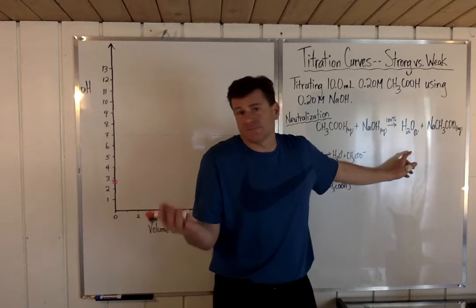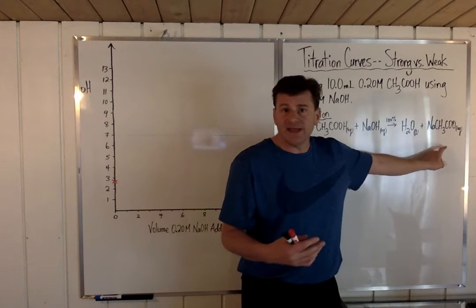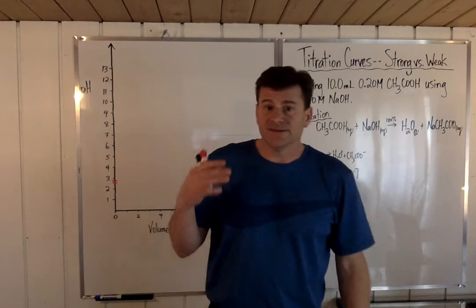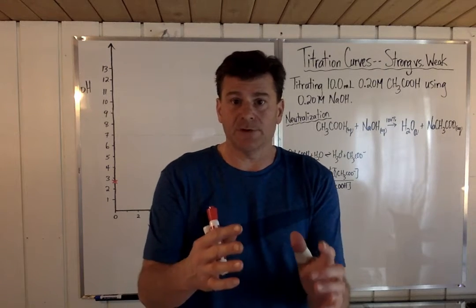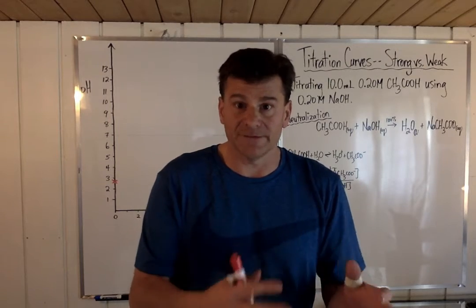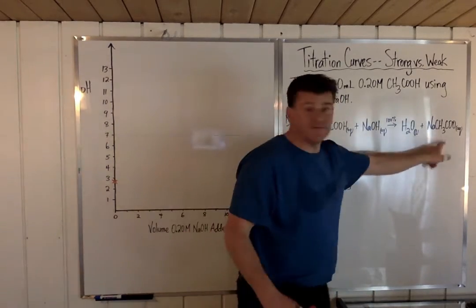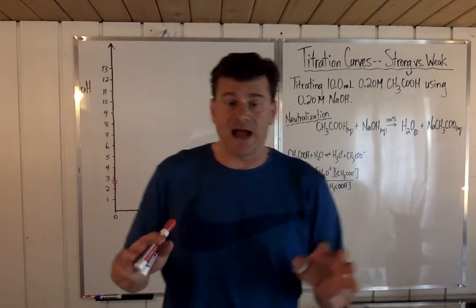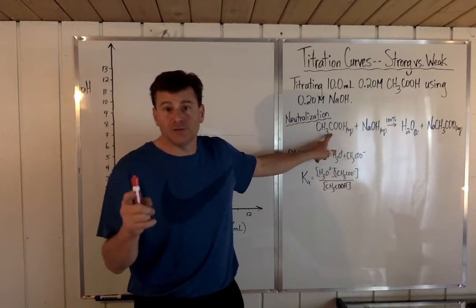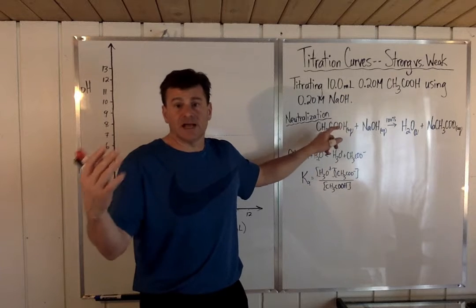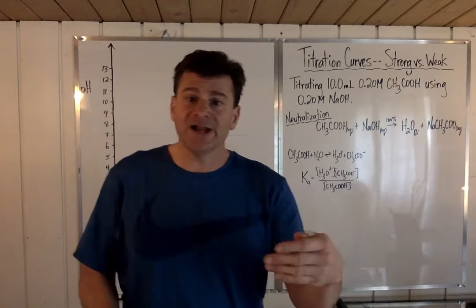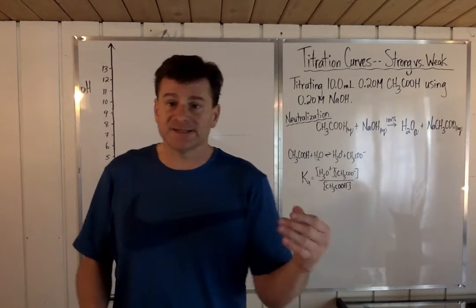Well, the water is water, so it's part of the solution. NaCH3COO. That sodium acetate is going to be the chemical that makes the pH other than 7. So I need to know the concentration of this thing before I can do any of the math. So what I did is I figured out how many moles of this thing I had originally. So I did 0.2 moles per liter times 0.0100 liters. Got the moles. I then divided by the total volume that was going to be present at equivalence.